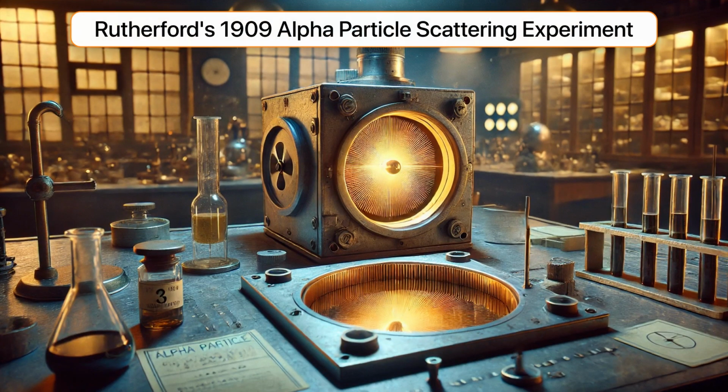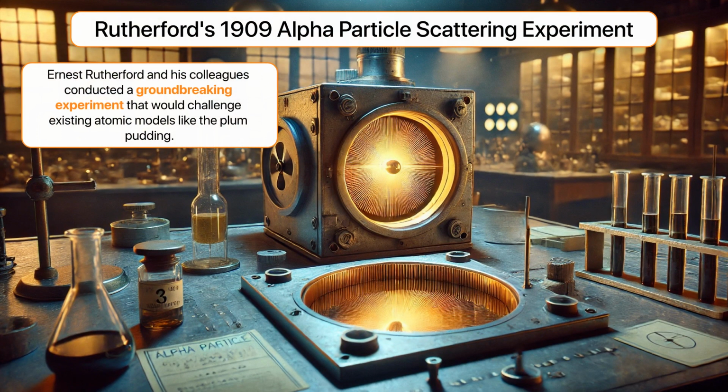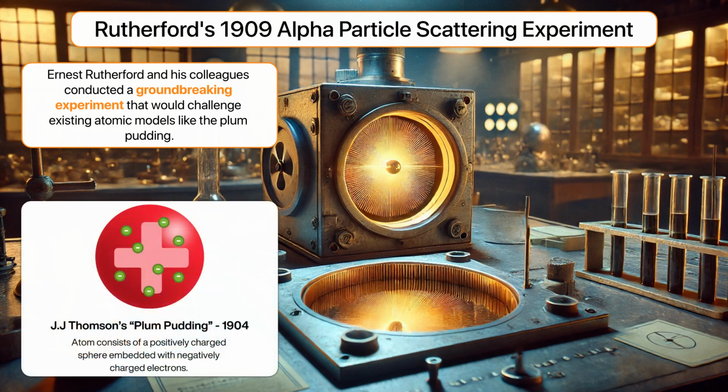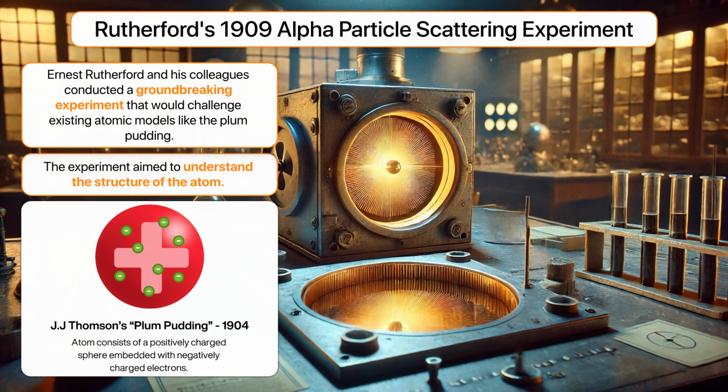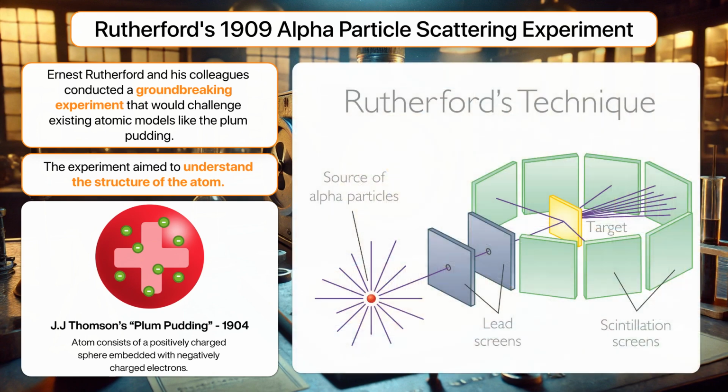In 1909, Ernest Rutherford and his colleagues conducted a groundbreaking experiment that would challenge existing atomic models, like Thomson's Plum Pudding model, and lay the foundation for the modern understanding of atomic structure. Rutherford's alpha scattering experiment aimed to understand the structure of the atom. By shooting alpha particles at a thin gold foil, he wanted to observe how these particles would interact with the atoms in the foil. Let's look at the experiment in more detail.